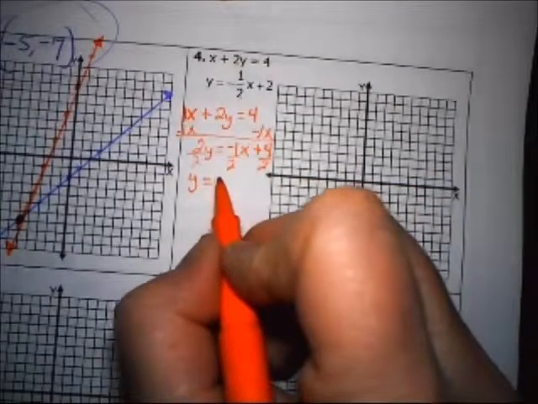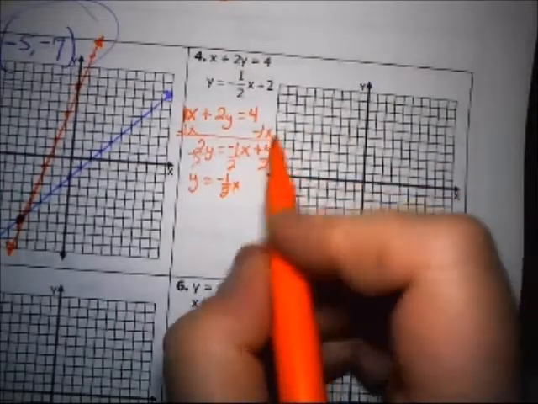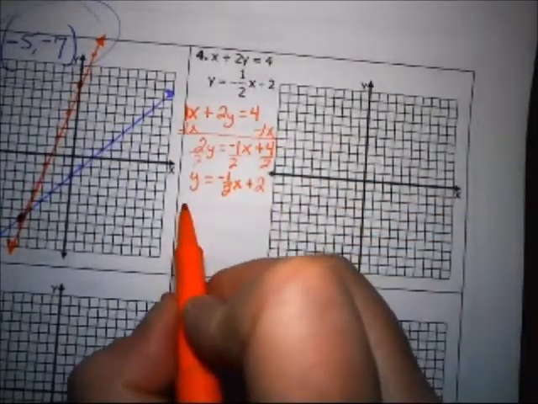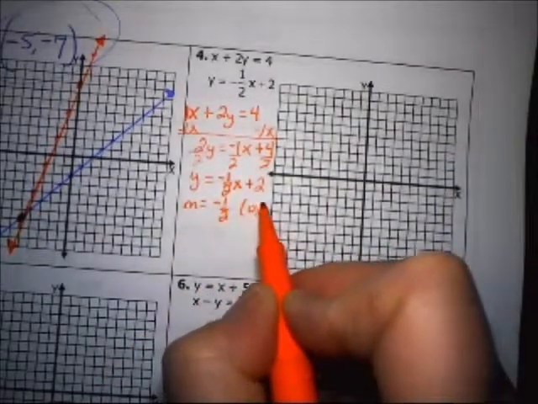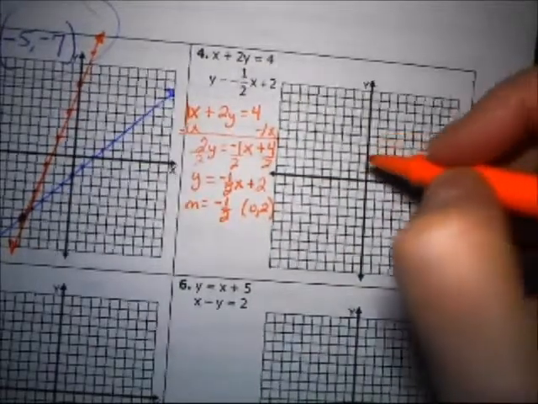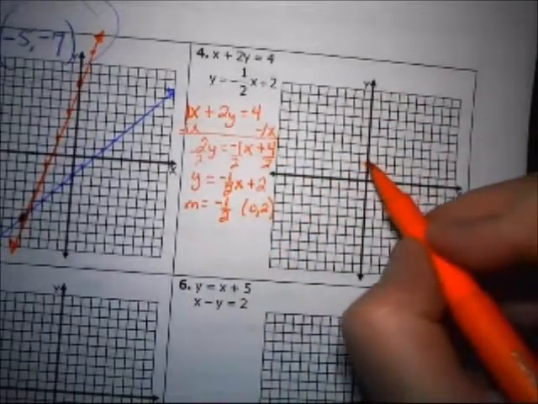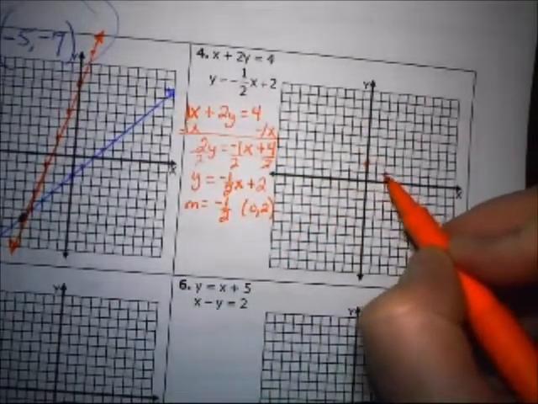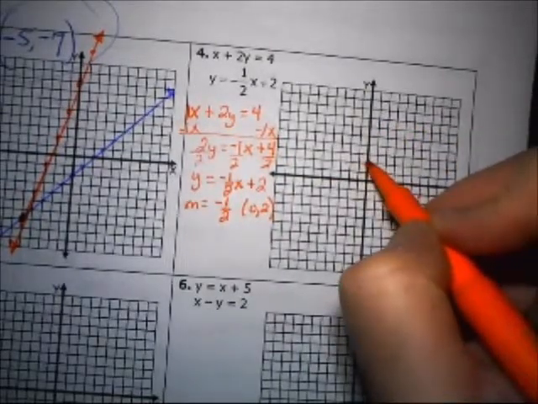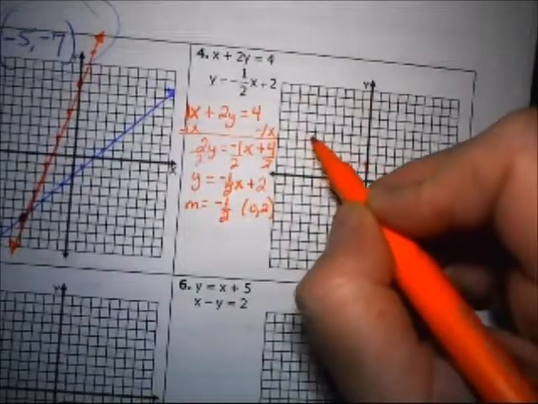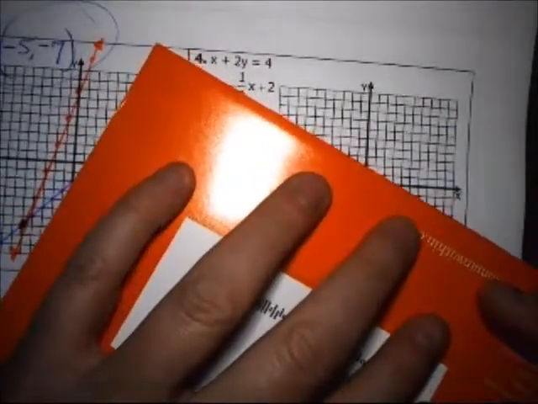and that gives me y is equal to, here's my slope, negative 1 over 2x, and then 4 divided by 2 is a positive 2. So my slope is negative 1/2, and my starting point, which is my y-intercept, is 0, 2. Alright, this is negative 1 over 2, so that means I go down 1 and right 2. Okay, I want to draw my line.